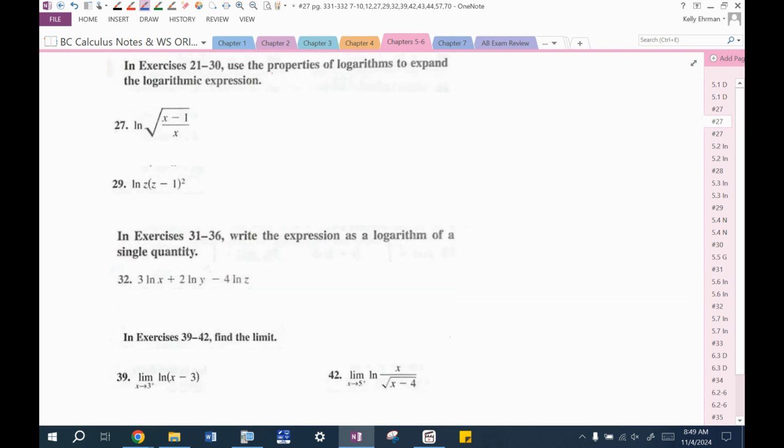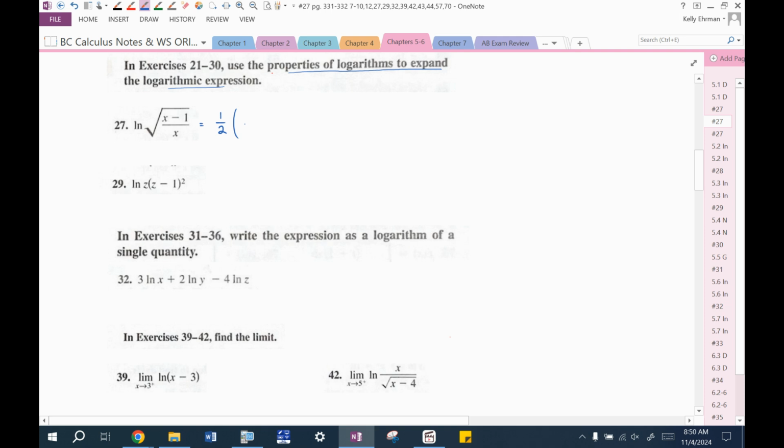For the next problem, use the properties of logarithms to expand the log expression. This is important for when we take derivatives. We need to be able to do this. So a root means that this whole expression is to the 1/2 power. And powers, for logarithms, you can take those exponents and multiply them out in front.